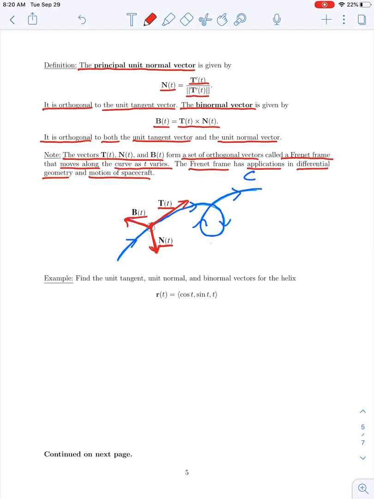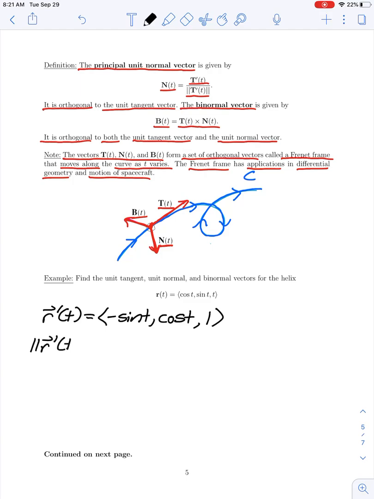So let's look at an example of calculating these vectors which make up the Frenet frame. Here we are asked to find the unit tangent, the unit normal, and the binormal vectors for the helix defined by r(t), which is given here. In order to find our unit tangent vector, we first have to find the tangent vector to our curve, which is the derivative of this vector function, with components negative sine t, cosine t, and 1.